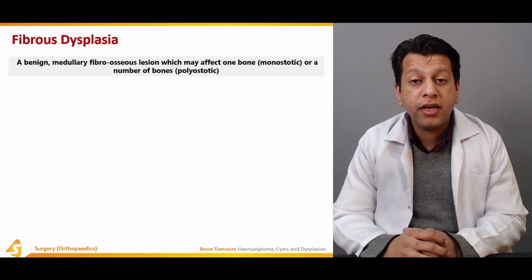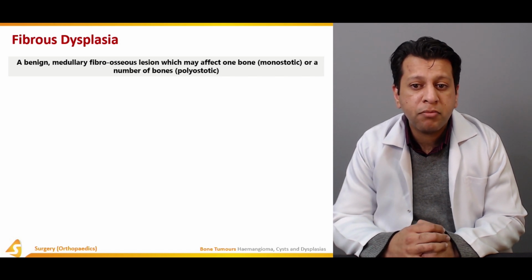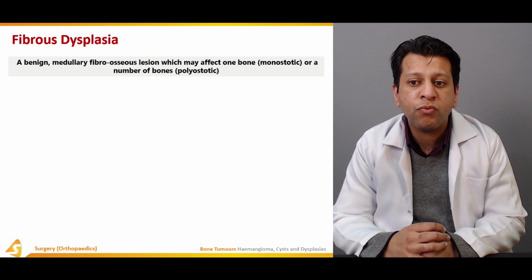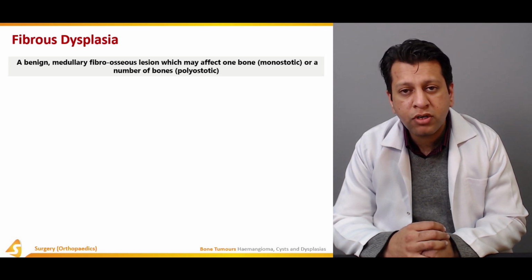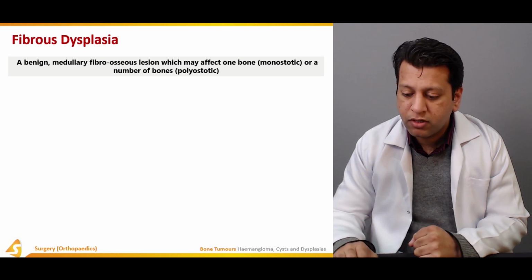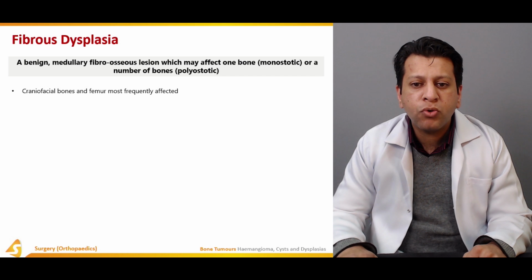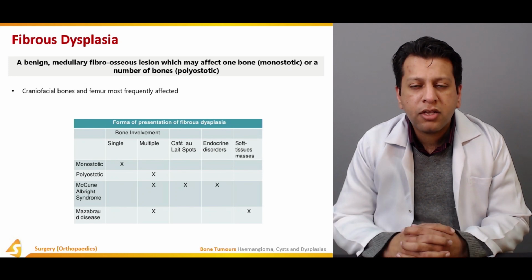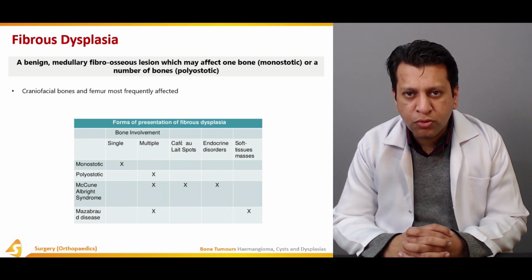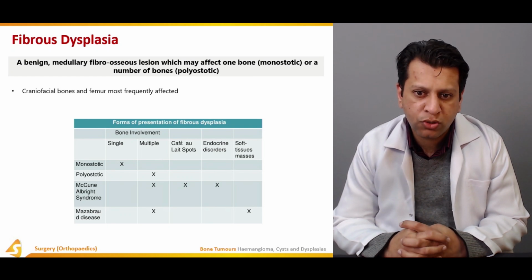Another benign disorder is called fibrous dysplasia. It's a benign medullary fibrous osseous lesion which may affect one bone when it is monostotic, or when it is polyostotic, there may be multiple bones affected. Usually associated with craniofacial bones, and most frequently affected at the femur and the craniofacial bones. It's actually associated with two different syndromes. One is called McCune-Albright syndrome and the other is Mazabraud syndrome.